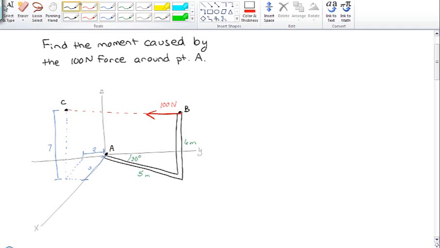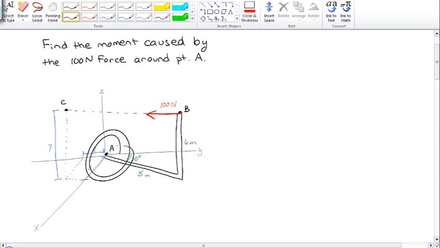So we'd love to solve a problem like this in SolidWorks, but before we can solve it in SolidWorks, you have to solve it in real life. So first of all, let's take a look. We have this little fake pole thingy, and it's got this force coming out, and we want to know the moment caused around this point A.